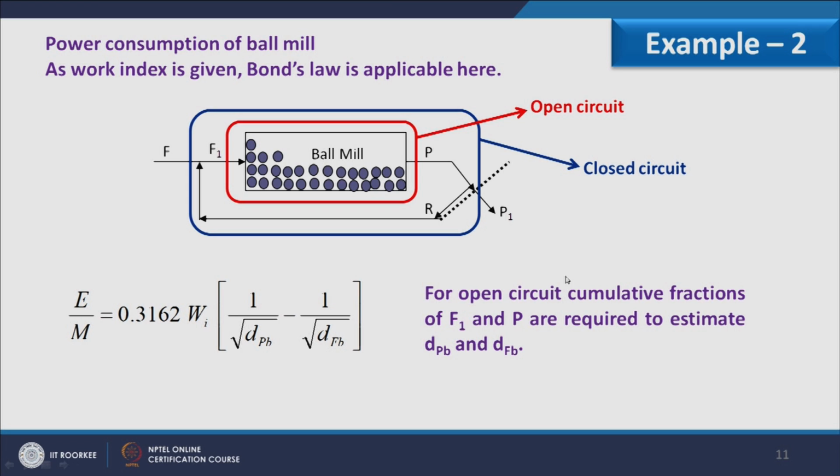So, here we have to start the calculation for the open circuit considering F1 as well as P, and this expression we have to use to calculate power consumption. This is nothing but Bond's law. Why are we using Bond's law? Because in the beginning we are given the work index of the material, which automatically points to Bond's law. So, in this expression you see what is dPb and dFb. dPb corresponds to the size where 80% of the product is passed through, and dFb is the size where 80% of the feed is passed through a particular screen.